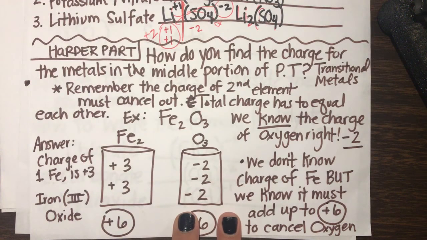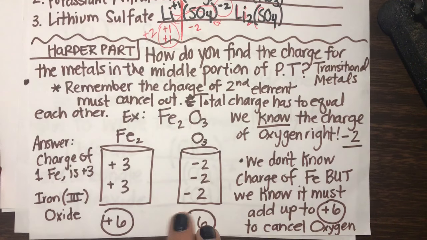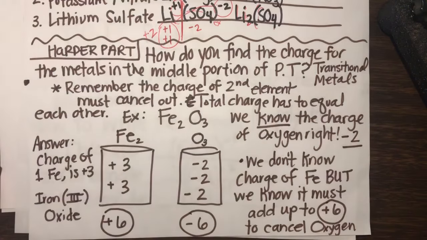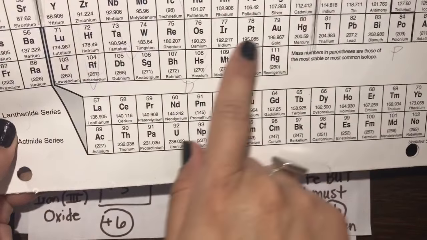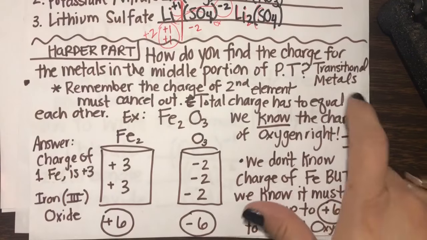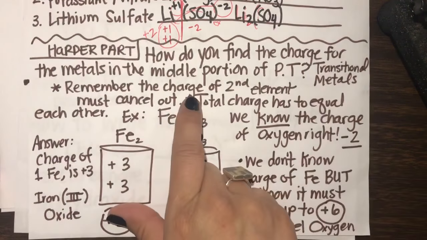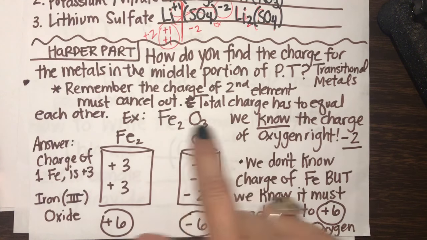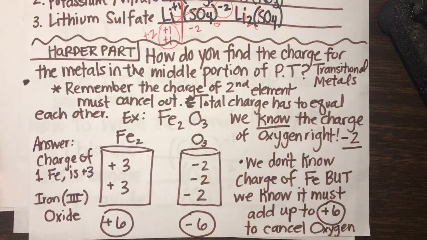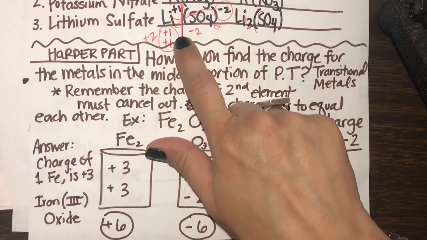Okay. So follow along. If you're working on your worksheet, follow along on this part. So how do you find the charge for the metals in the middle portion of the periodic table? Right here, the ones that we're always unsure of. How do we find those? Those are called transition metals. So remember, the charge of the second element must cancel out the first one. So the total charge has to equal each other. That's the same thing we did up here.